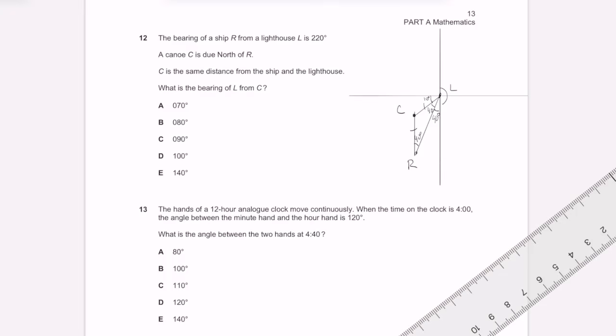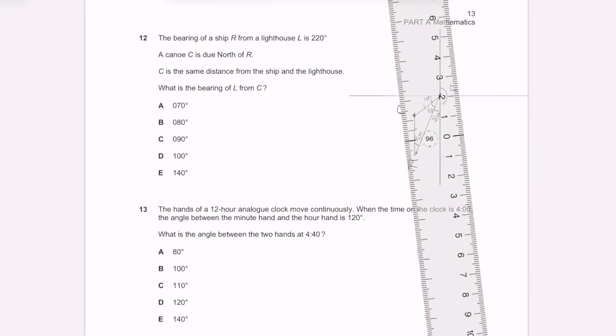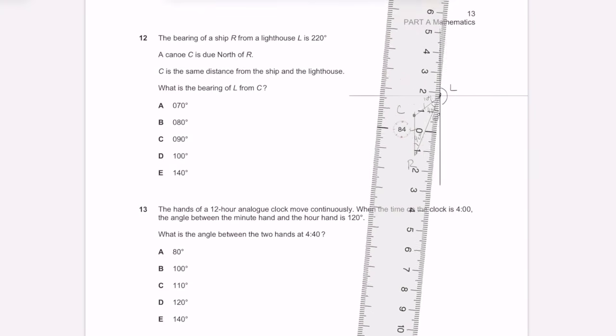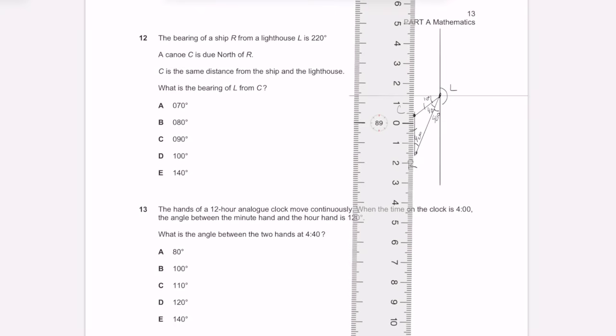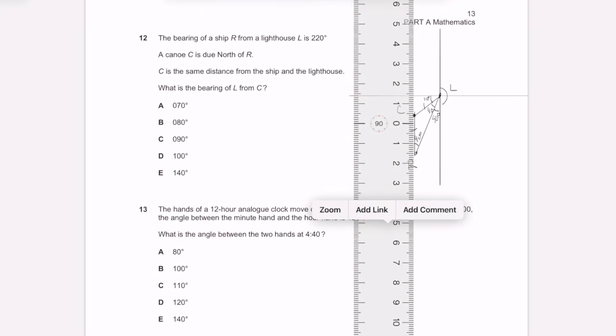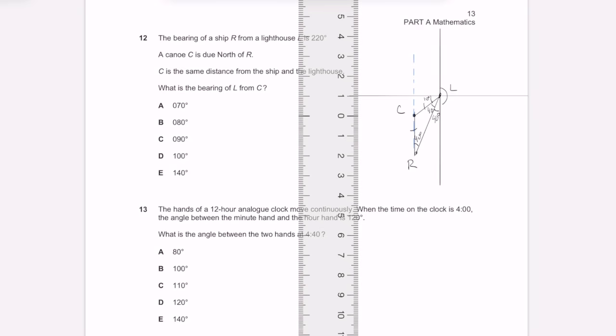And what is the question actually asking for? What is the bearing of L from C? Okay, so if we were to place a coordinate system on C, the bearing of it will just be the angle that we need to go past from north. So if this one here is 10, this one here is going to be 90, this one here will be 80 degrees. So correct answer is going to be B.